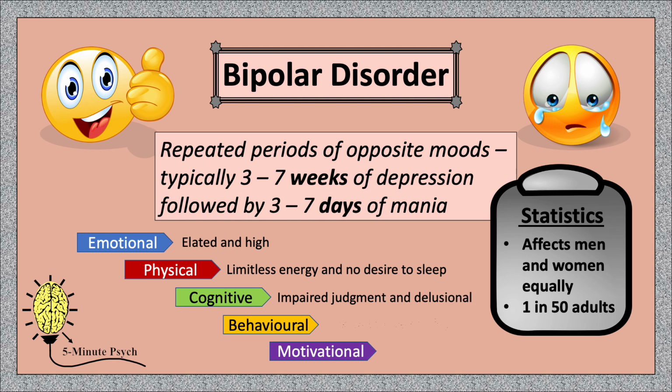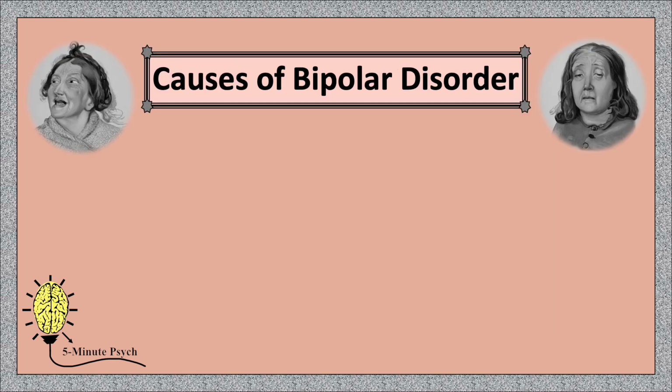Behaviorally, they may talk and move quickly, unable to get their racing thoughts out fast enough. And motivationally, they seek out excitement and companionship. Eventually, they exhaust themselves and the manic phase ends with a big crash into depression, and the cycle happens all over again. So what causes bipolar disorder?